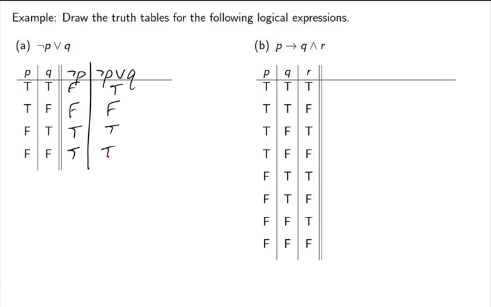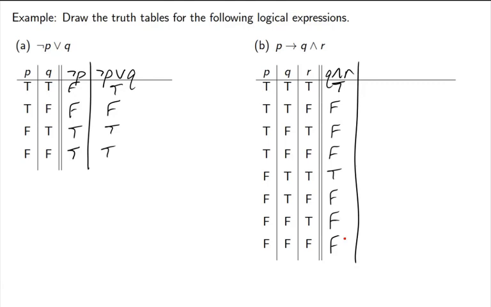Next example. Again, by the order of operations, we need to do the AND first, because AND comes before implies. We'll start with Q and R. Remember, with an AND, it's true only when both are true. True and true is the first one. That's true. True and false is false. You don't have both. False and true is false. False and false is false. And then similarly we get true, false, false, false.